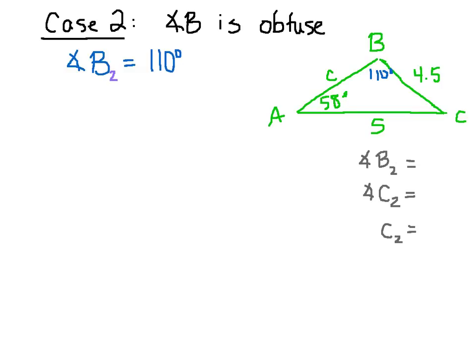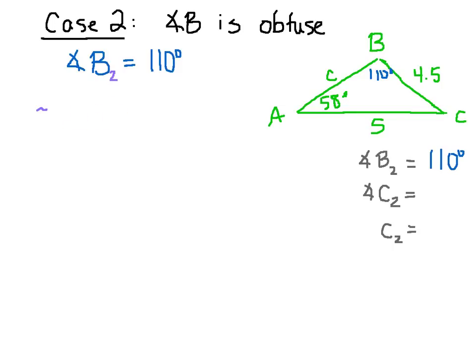So if B sub 2 is 110 degrees, we can find our side C. So we're going to find side C, or angle C, sorry. I'm doing this one wrong. Sorry, back up.